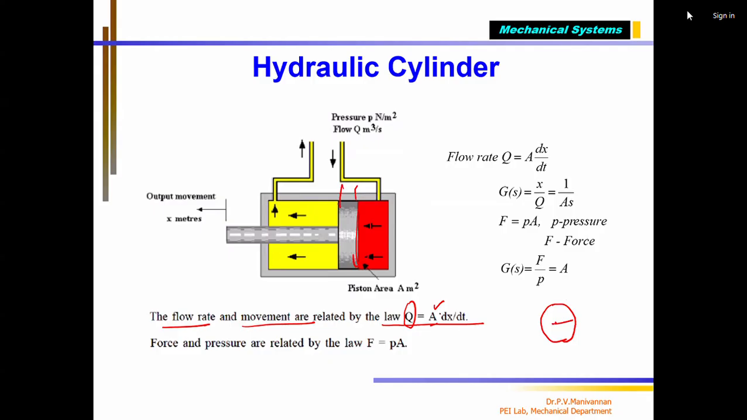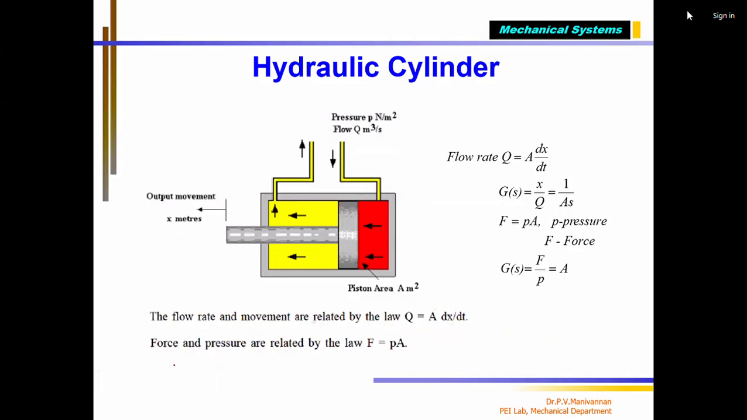A can be found. Once you know the area of the piston, you multiply it by d by dt of x of t, where x of t is the position of the piston, and d by dt is nothing but velocity. I say v of t. So I can say that Q equals A into v of t, where v of t is velocity, nothing but d by dt of x of t at the position. So this is one equation.